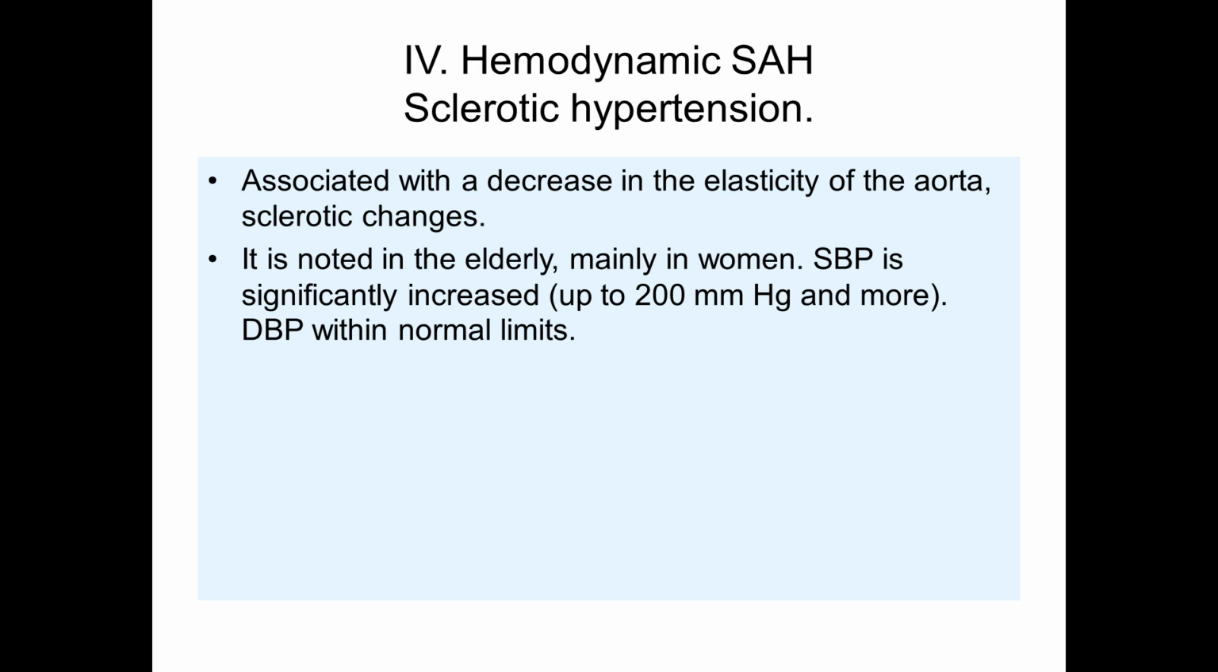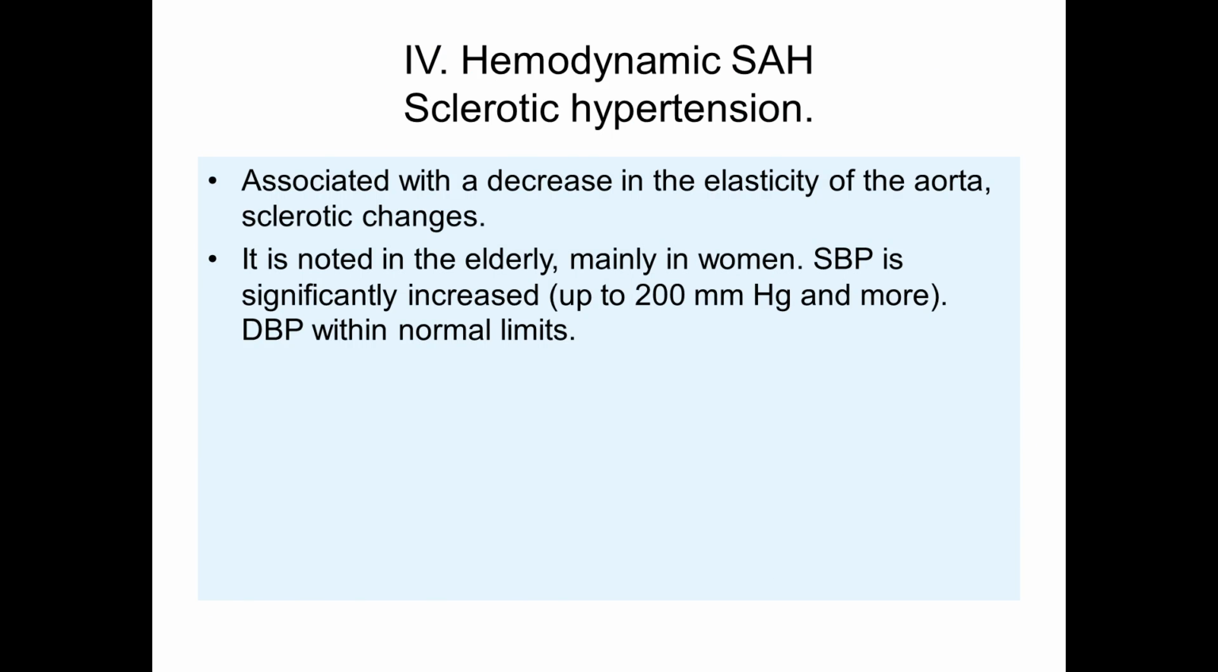Hemodynamic secondary arterial hypertension. First type is sclerotic hypertension or senile hypertension, associated with a decrease in elasticity of the aorta, sclerotic changes, or atherosclerosis. It's noted in the elderly, mainly in women, when systolic blood pressure is significantly increased and diastolic is within normal limits.